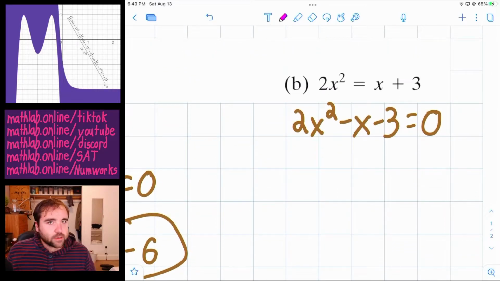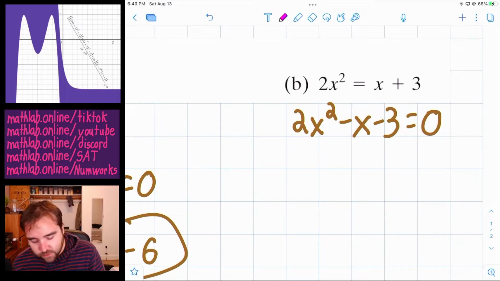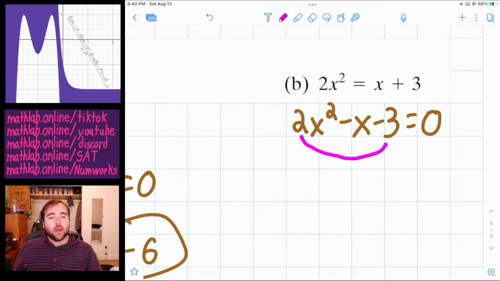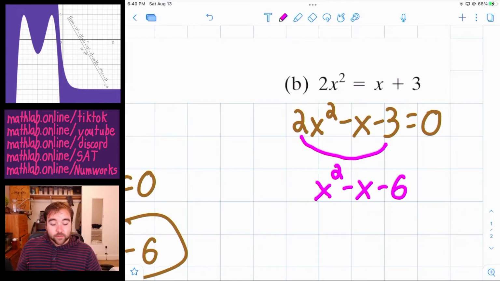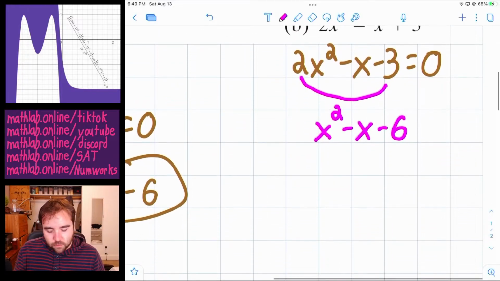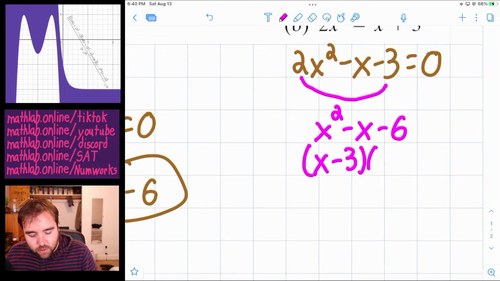So the way that I factor this is called the Richmond method. And what you do in the Richmond method is it's a multi-step process. So first, you take the a coefficient and multiply it by the -3. And that's going to get us x squared minus x minus 6. And then now we're going to factor that equation. So that's going to end up being x minus 3, x plus 2.